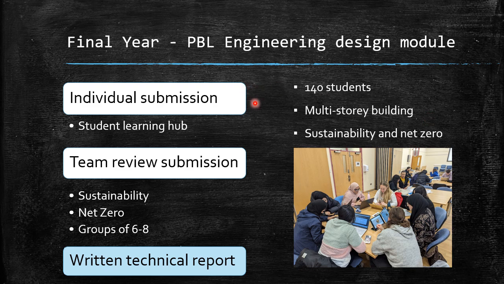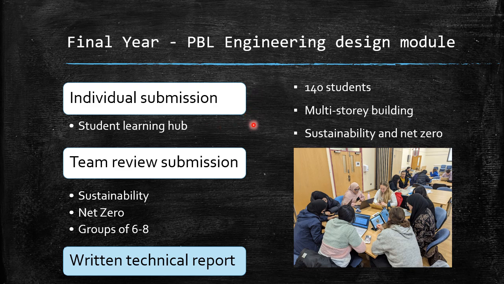The module itself has 2 submission points. One is an individual submission, which is to do with the design of the building itself, which in this case is a student learning hub. They're given quite a specific brief and a site, and are told to create a building, but for it to be supported and designed using the materials outlined.